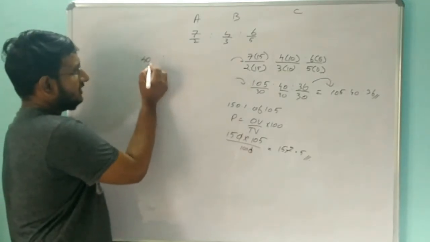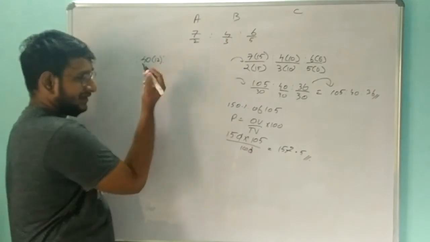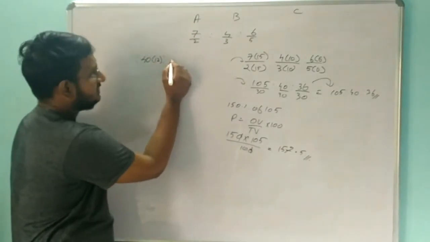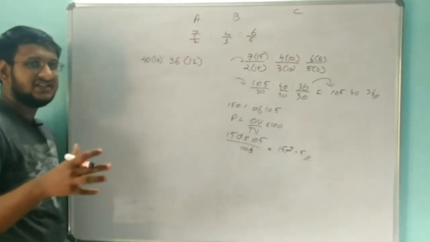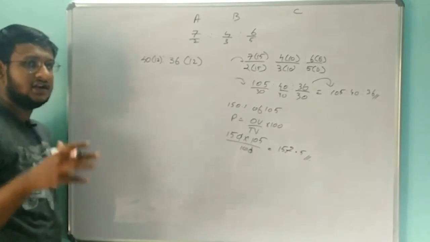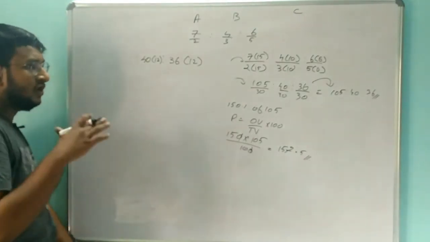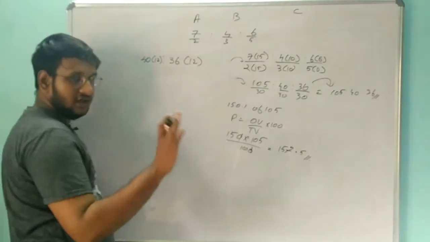So 40 is the capital ratio, that is the share, and the time period is 12 months. For C also it is 36 into 12, because there is no change in their investment nor their time period. That 12 is constant for them, and they are not changing their shares either. So 40 is to 36. Okay, so that is clear.